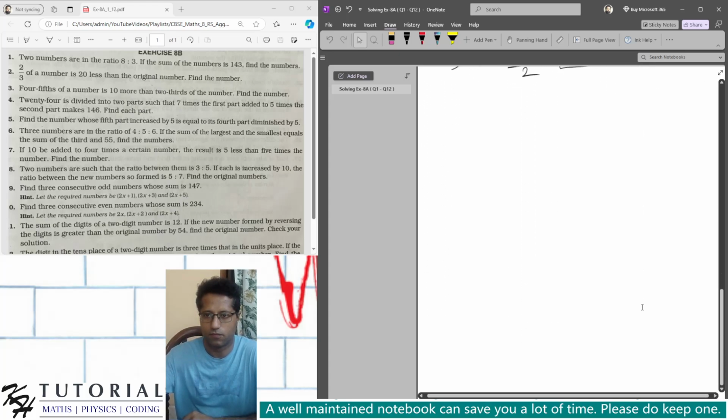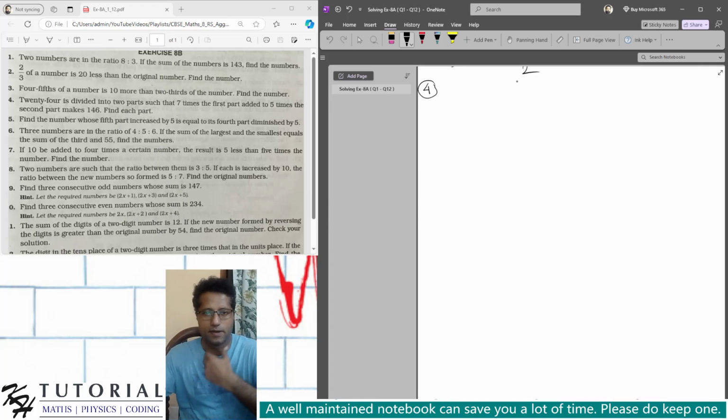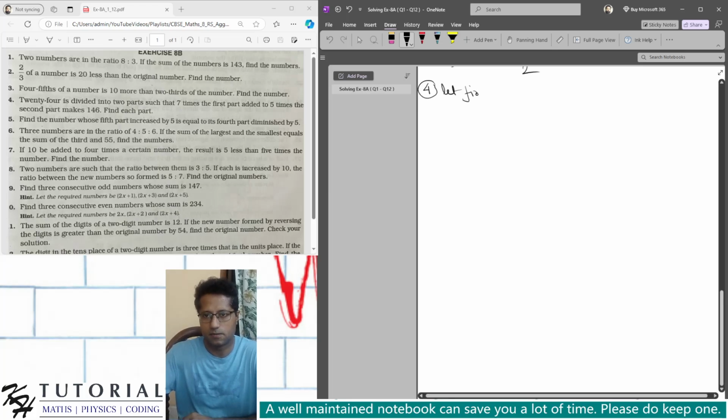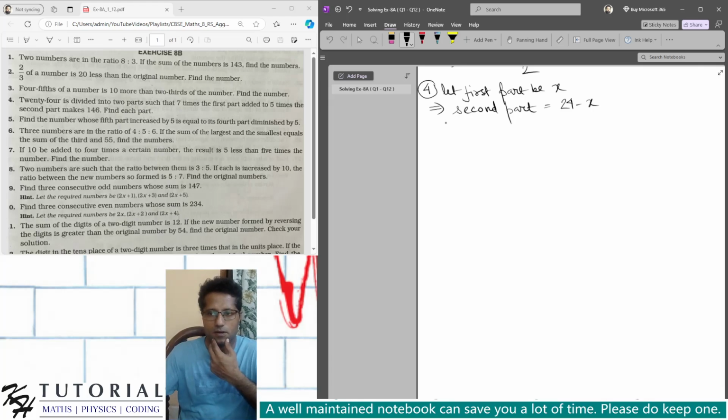Okay, let's do problem number 4. It says 24 is divided into two parts such that 7 times the first part added to 5 times the second part makes 146. Find each part. So 24 has been divided into two parts. Okay, fine. So let the first part be x. So this implies the second part is equal to, since the total is 24, 24 minus x. So the first part we have assumed to be x, so the second part will be 24 minus x.